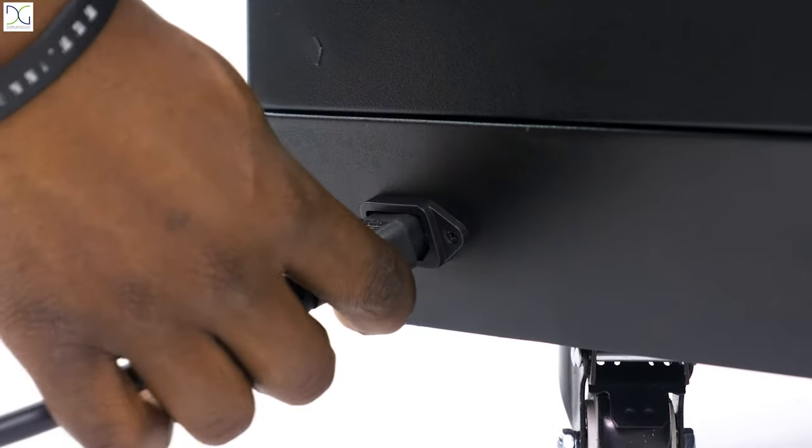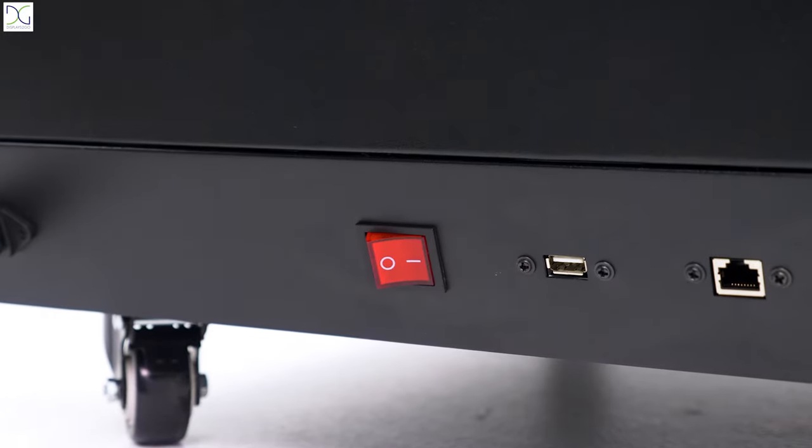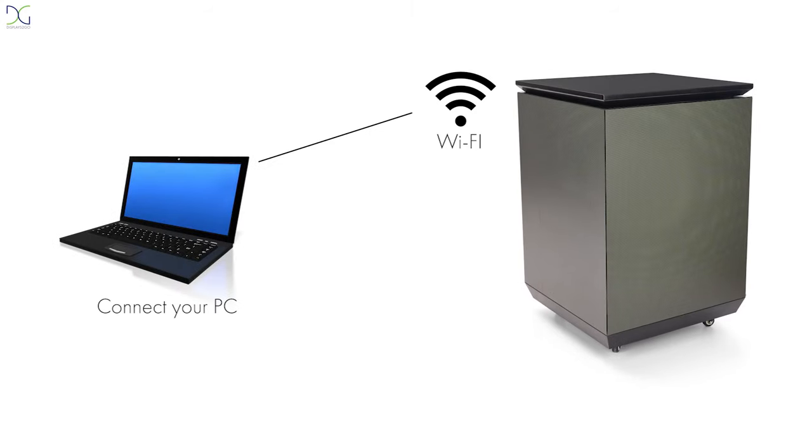To start, connect the unit to a power outlet. Flick the red switch, making sure the line portion is in the downward position. Now that's taken care of, let's connect your PC to the unit using the built-in Wi-Fi and/or Ethernet cable.